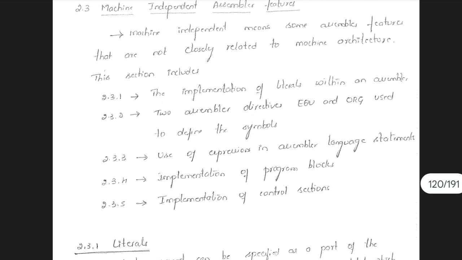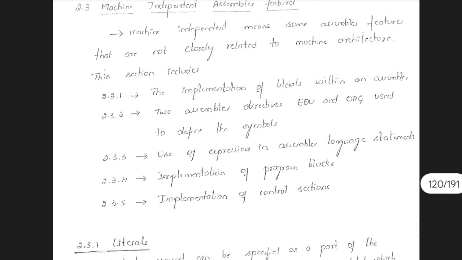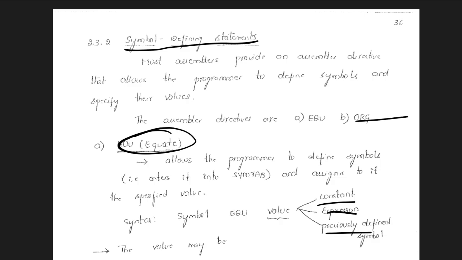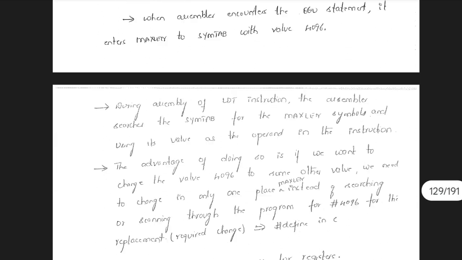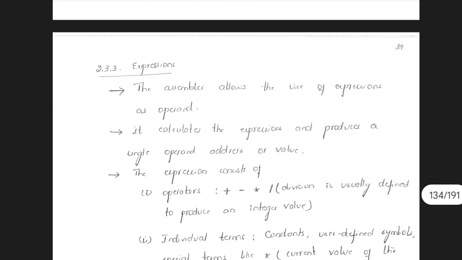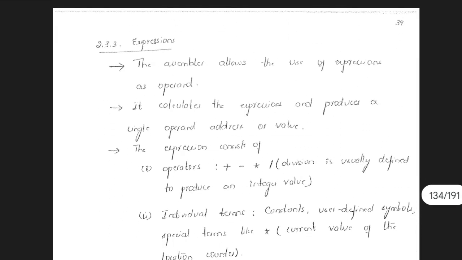And then we have the EQU and ORG. So EQU and ORG is the symbol defining statements. EQU means equate. We can either equate the constant, expression, and previously defined symbol, and ORG is the origin value. Okay, so for the equate and origin, there is a lot of content present here. So make sure you go through it.